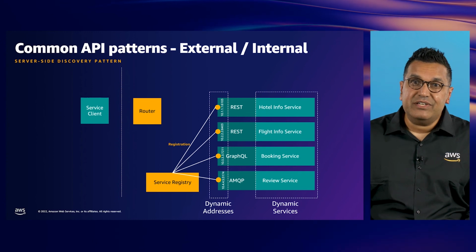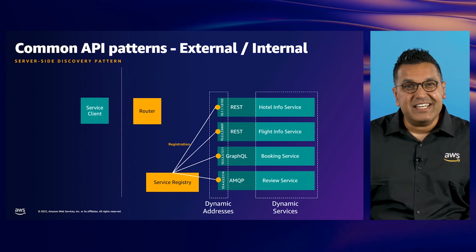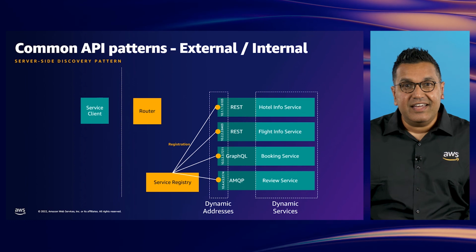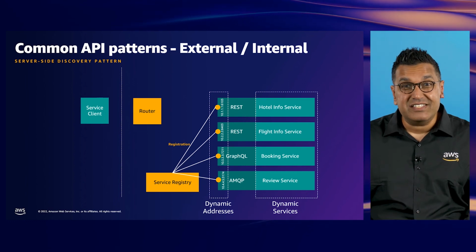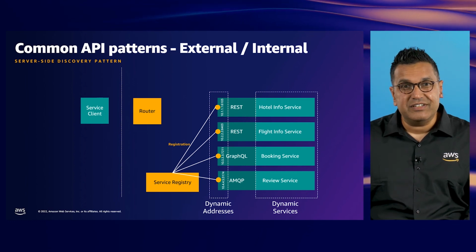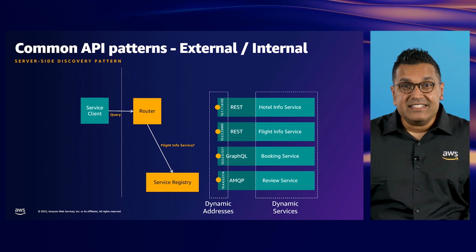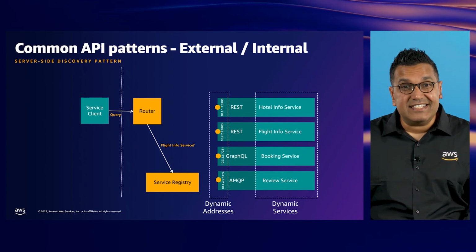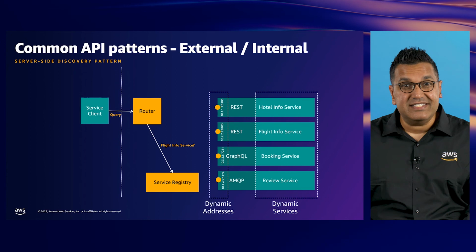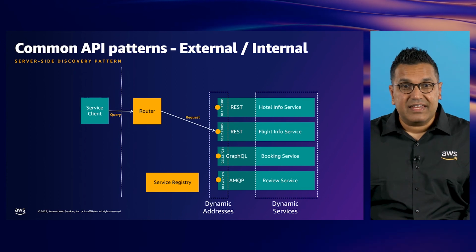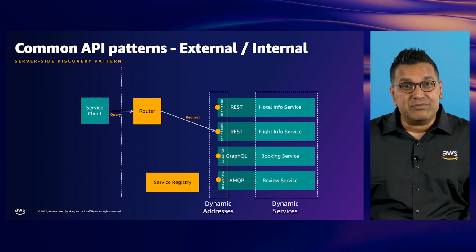Server-side discovery can be used to get around this coupling by introducing another hop in the path. In this pattern, microservices still register with the service registry. But in this case, the client queries a router. The router then makes a query to the service registry. The router then forwards this request.